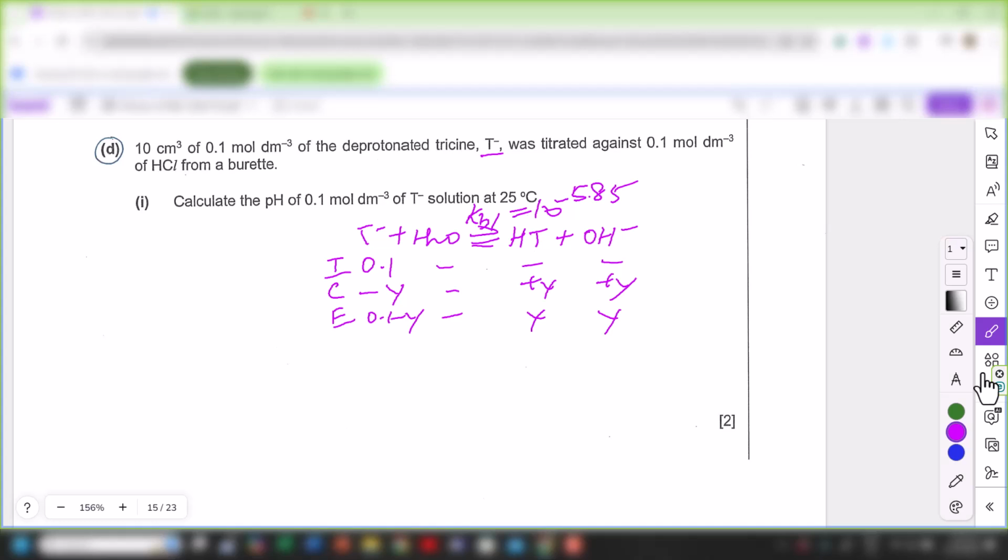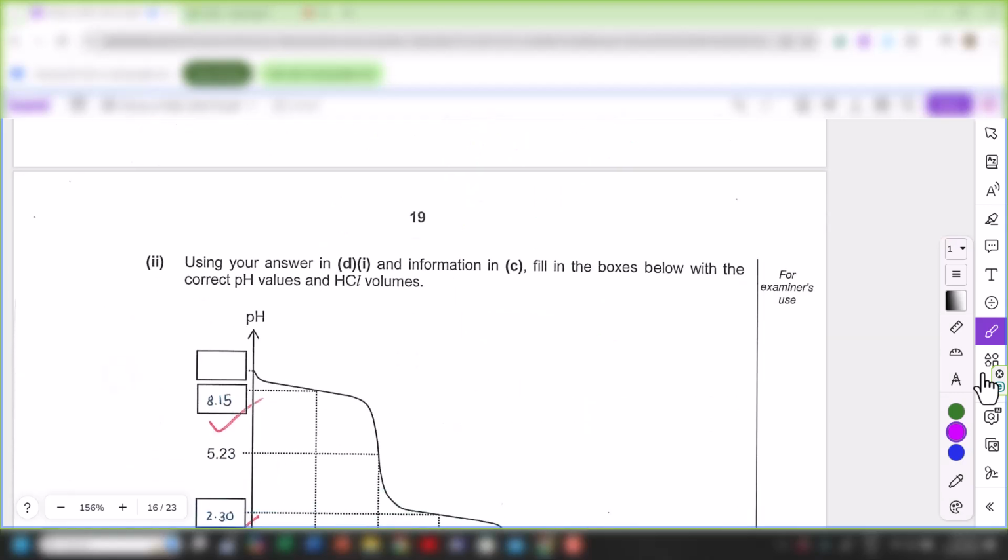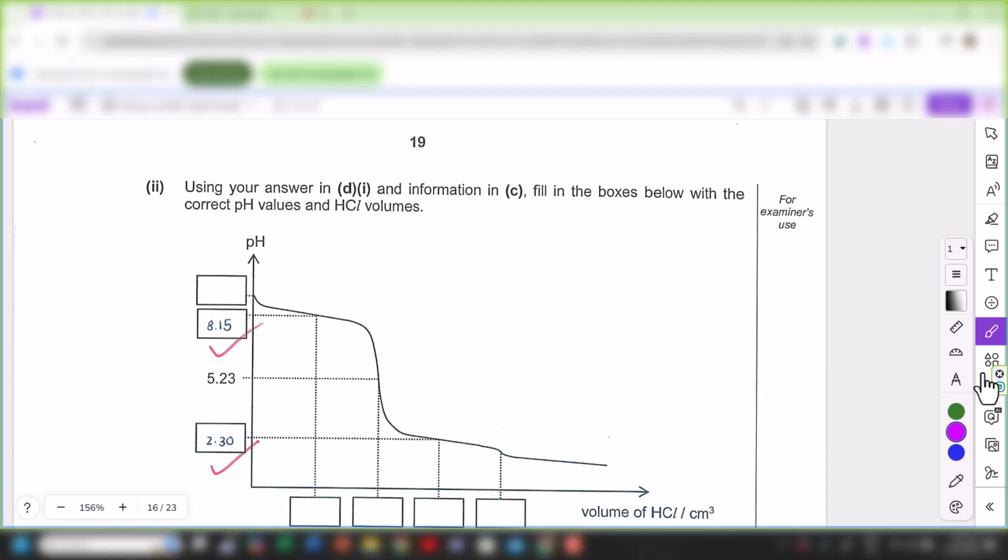Okay, so you calculate Y, and then after you calculate pOH, and then you calculate pH. So calculate Y equal to this, pOH equals to this, and then pH. Okay, I'll just give you the answer. It should be 10.6. Okay. Then for that, all you need to do is just to write out the numbers.